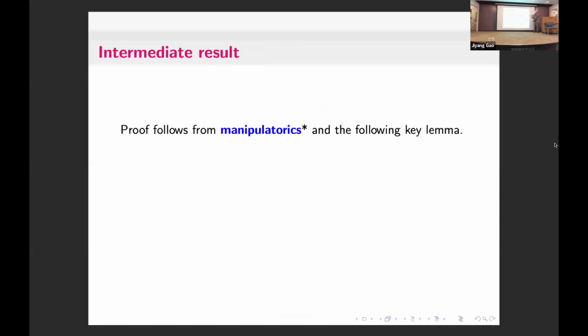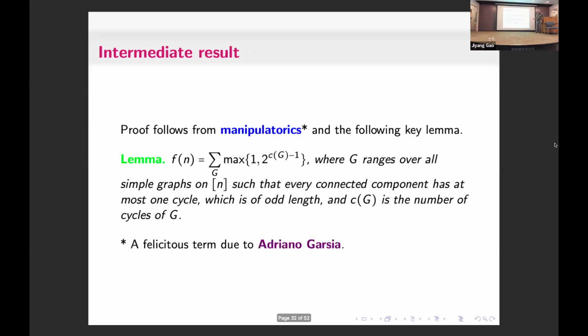Well, the secret of obtaining this is an intermediate result. This lemma expresses this number f of n in terms of something else that can be counted by combinatorics. So, combinatorics, I really like this term, if you want to see it, just manipulating results, no real idea. So here is the key lemma.